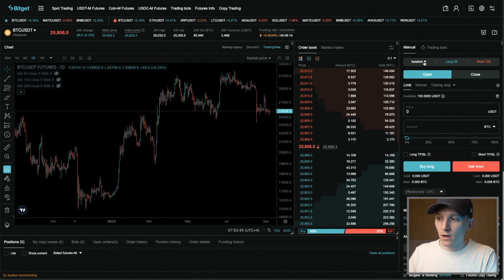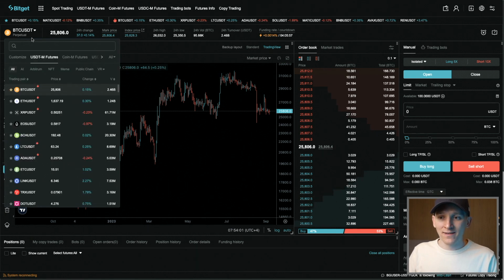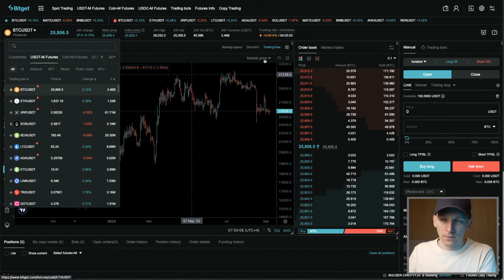Now, isolated margin means each and every trading pair that you trade, you fund individually. So you have an amount of dollars that you set aside for that trade, and you are funding that trade individually from other positions. So you have a Bitcoin position, you're funding that. That's separate from the collateral that you use to fund your ETH position or your XRP position.